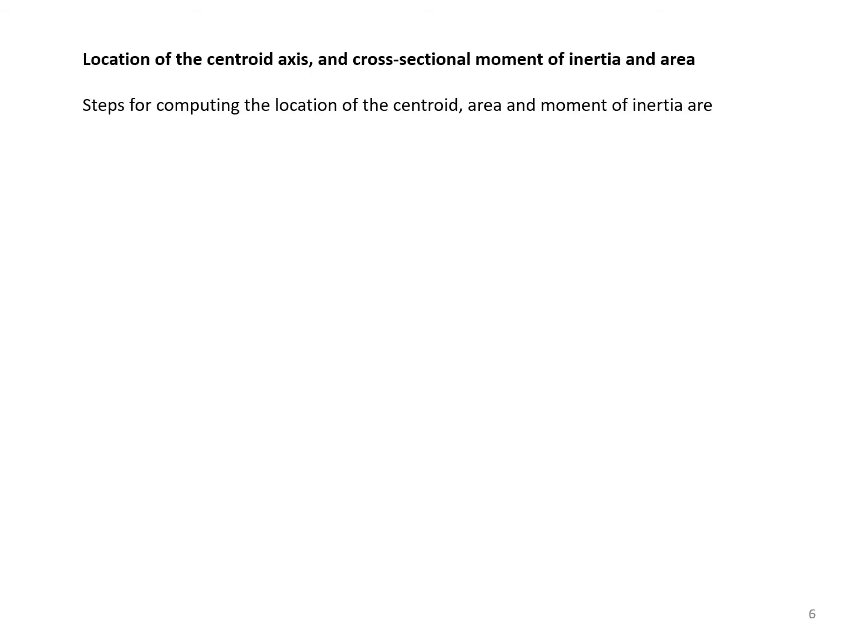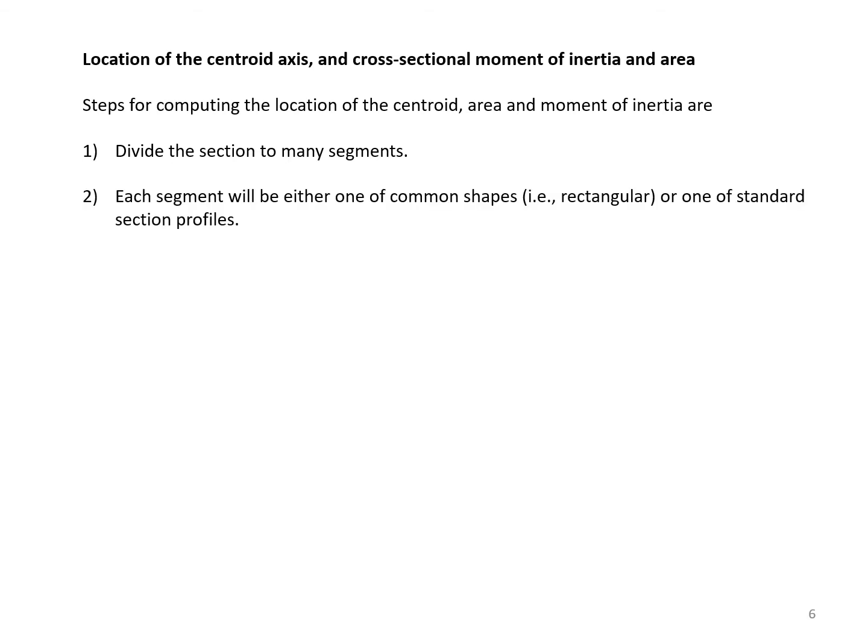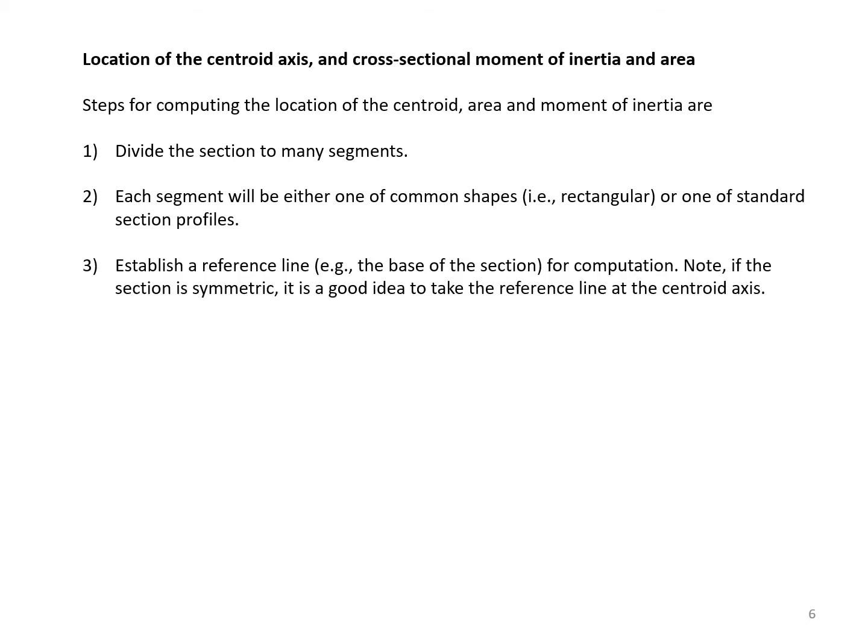Location of the centroid axis and the computation of the cross-sectional moment of inertia and area require several steps. First, you divide the section into many segments. Each segment will be either one of the common shapes, for example, a rectangle, or one of the standard section profiles. Establish a reference line, usually the base of the section, for computation. However, note that if the section is symmetric, it is a good idea to take the reference line at the centroid axis.